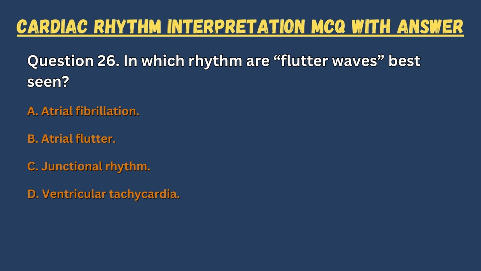Question 26. In which rhythm are flutter waves best seen? A. Atrial fibrillation. B. Atrial flutter. C. Junctional rhythm. D. Ventricular tachycardia.